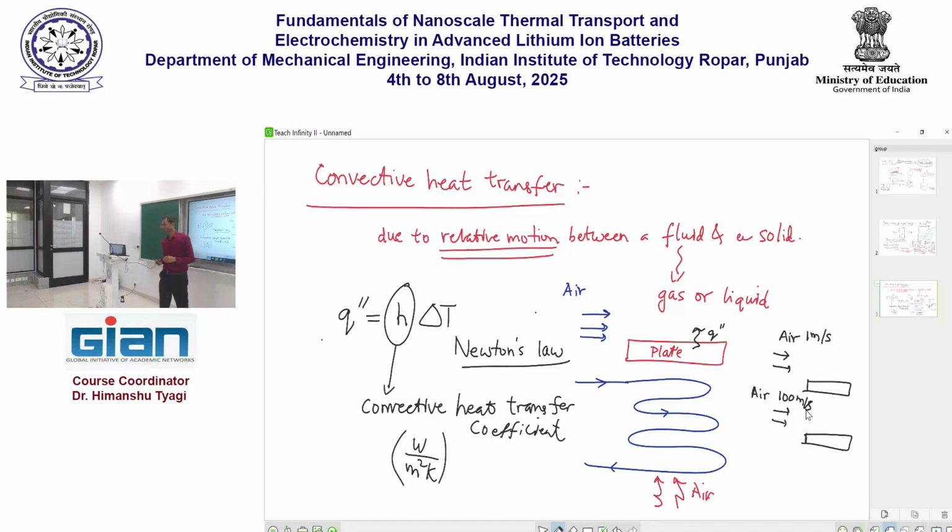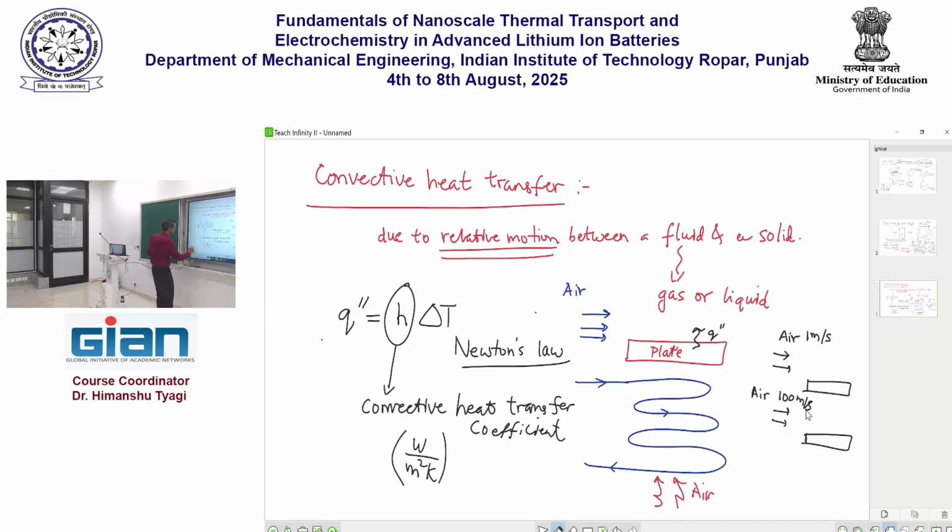Okay, let me give you another example. You have a cup of tea and you want to cool it down because you want to drink it. What do you do to cool it down? You blow on it, right? The harder you blow on it, the faster it will cool down, right? The relative motion, the extent of motion, the velocity of motion plays a very big role in determining the amount of heat transfer that occurs. And that is captured by H.